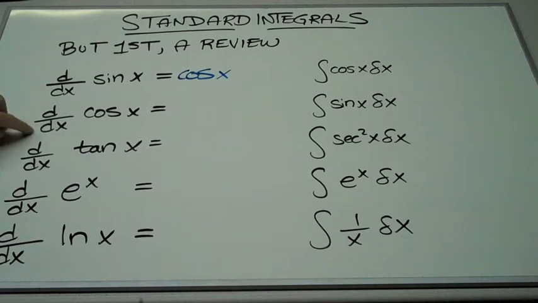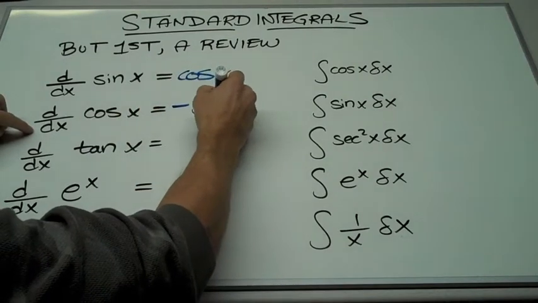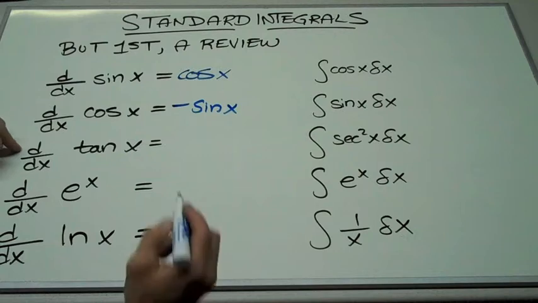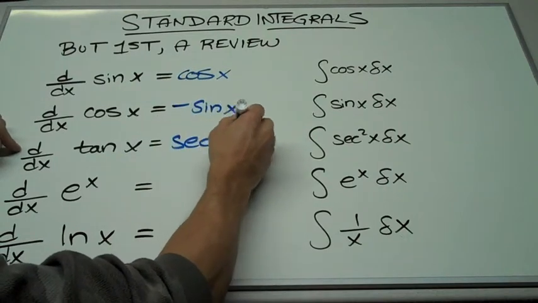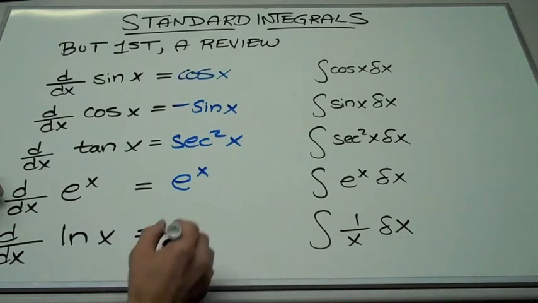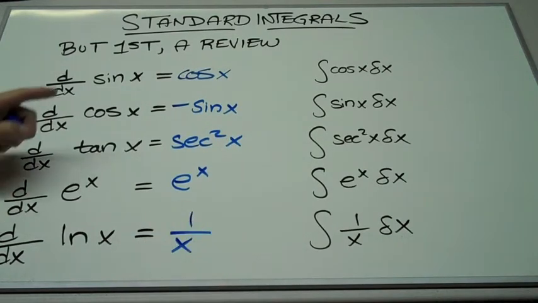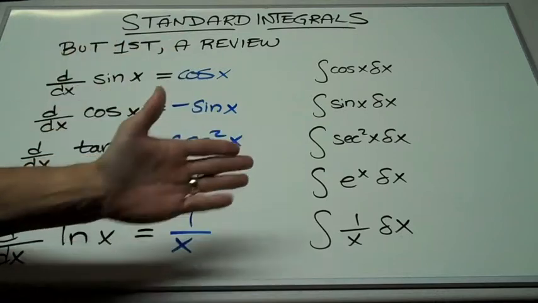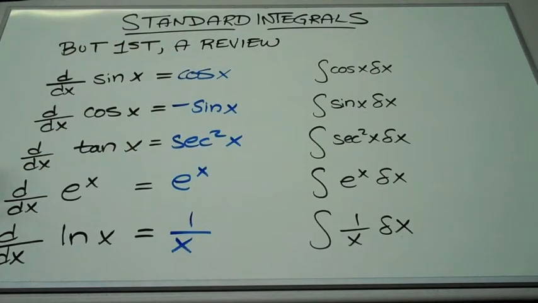The derivative of cosine x is negative sine x. The derivative of tangent x is secant squared x. The derivative of e to the x is e to the x. The derivative of natural log x is 1 over x. You have to know these cold, inside, outside, backwards, and upside down. Once you know those, you can move on to the integration.